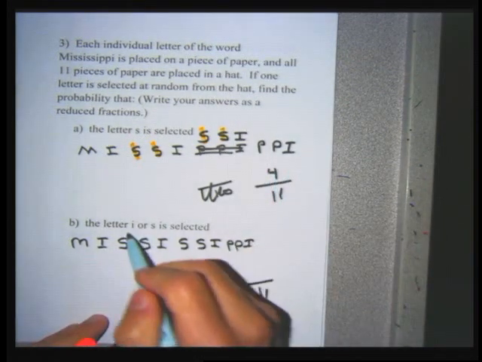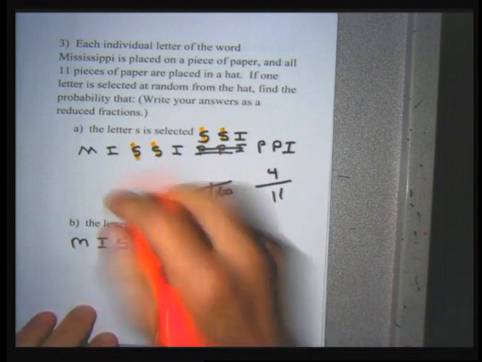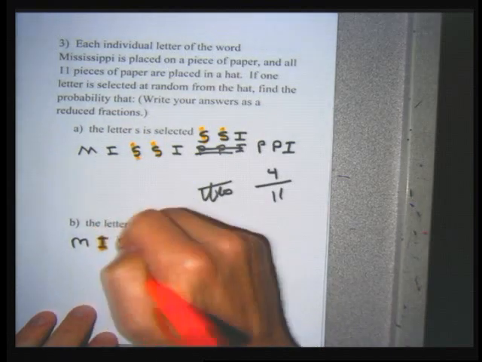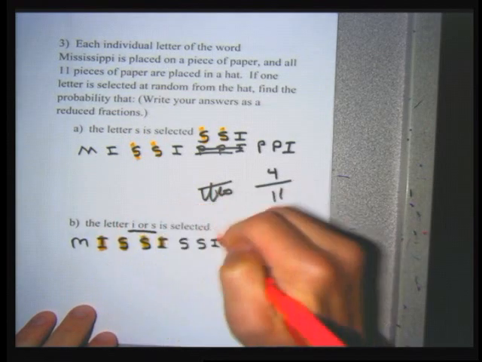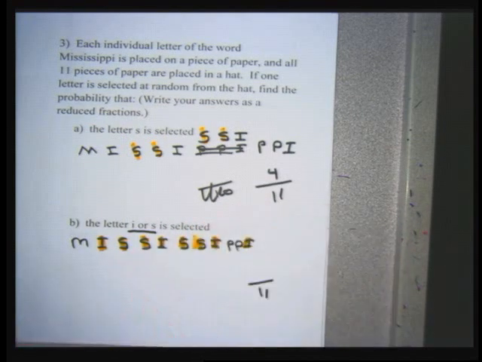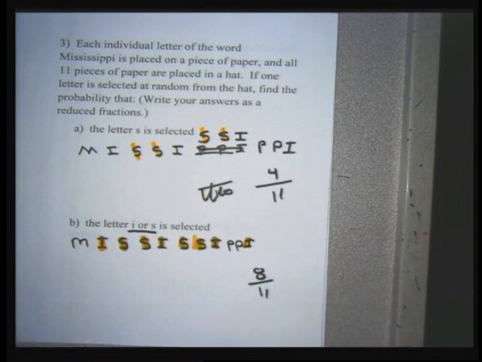For part B, I want an I or an S. We learned how to do OR probabilities with formulas, and the formula is important if there is overlap. If there were letters that were both I's and S's simultaneously, then I would need the formula to do the problem. But in this case, because the I's and the S's are distinct letters, I don't have to worry about the formula. So I marked all the I's and the S's, which is most of the word. If I count up all the I's and the S's I have marked here, that's 8 of the 11 letters. So the probability of picking an I or an S would be 8 in 11.